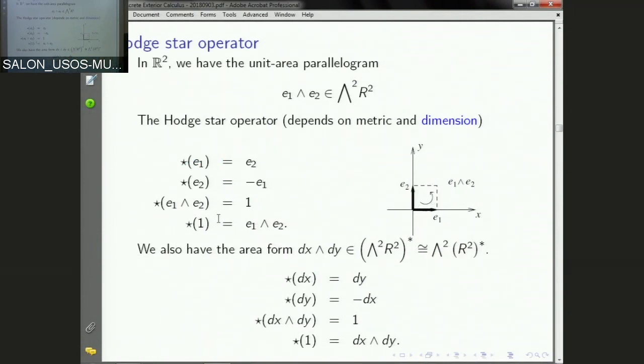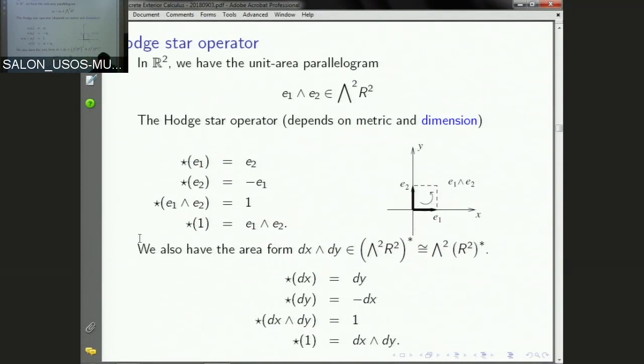Now, something a little less obvious. If I ask you, what do I need to multiply the square formed by e1 and e2 by in order to get a square? Well, essentially, you have to multiply it by 1. Saying by nothing is not quite accurate. It has to be multiplied by 1, although you don't see it. And reciprocally, the star of 1 would be the square itself.